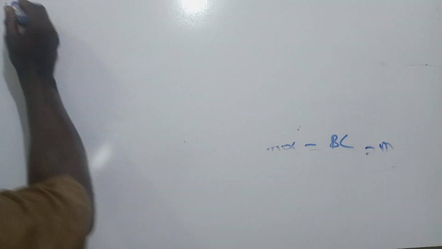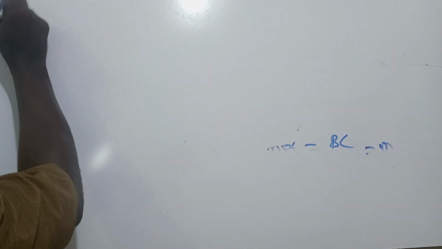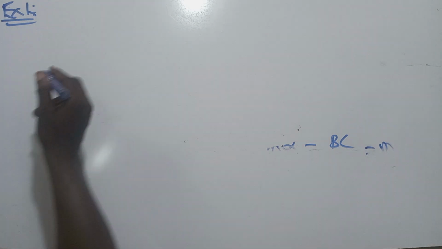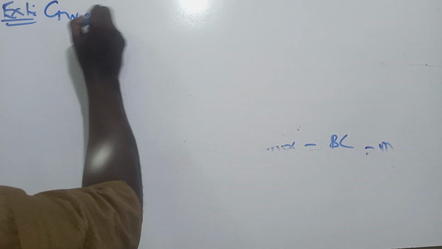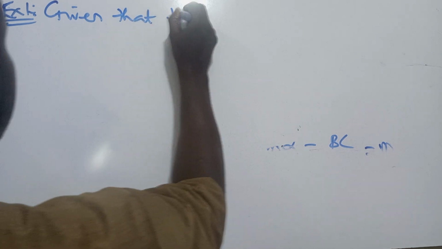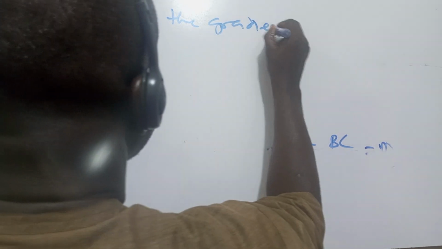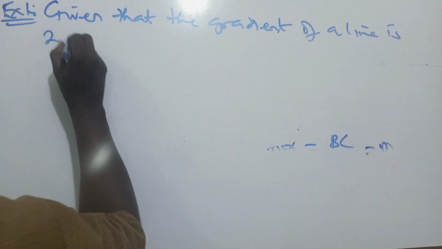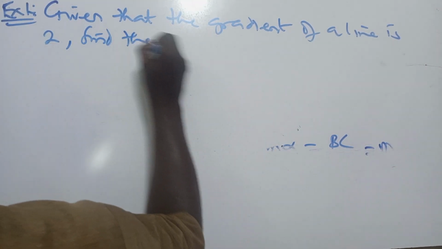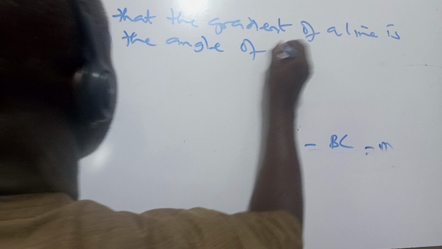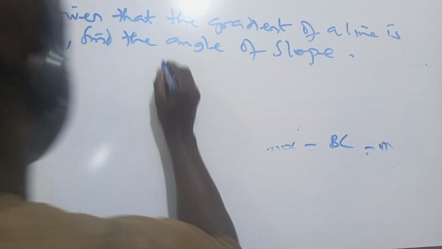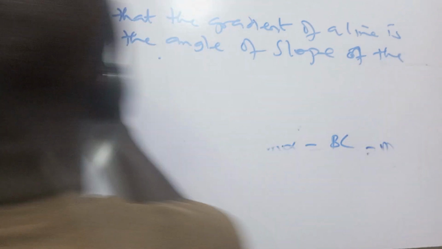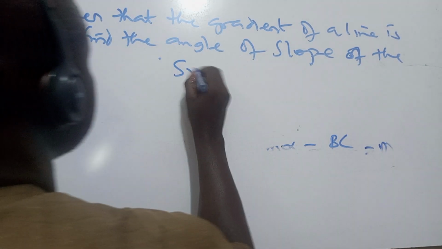Example. Given that the gradient of a line is 2, find the angle of slope of the line.